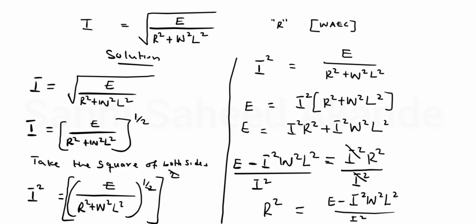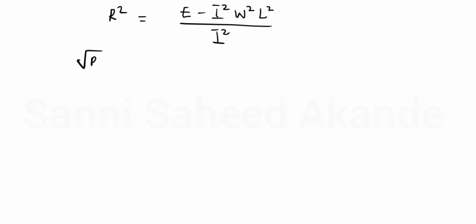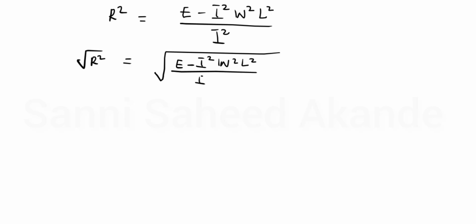Now let's continue at the next page. Okay, so we have r squared to be equal to E minus I squared w squared l squared divided by I squared. So this is what we have from where we were coming from. Taking the square root of both sides, we have r equal to square root of E minus I squared w squared l squared divided by I squared. Okay, so this will cancel this.